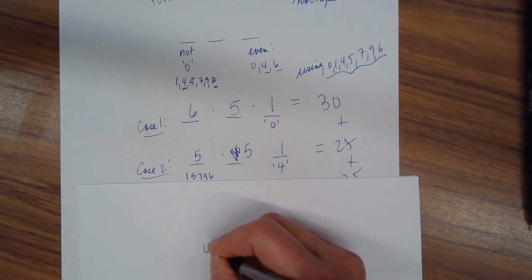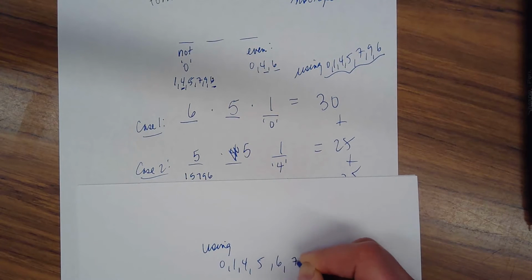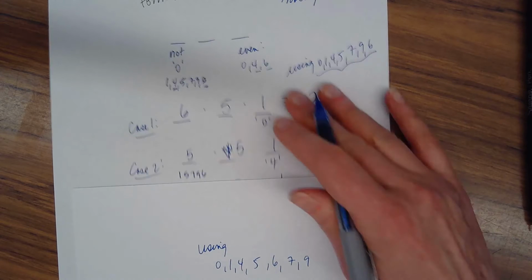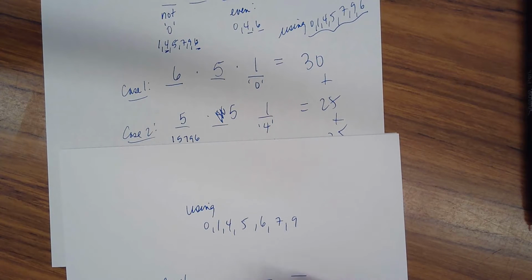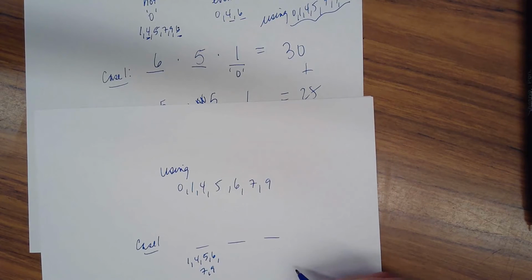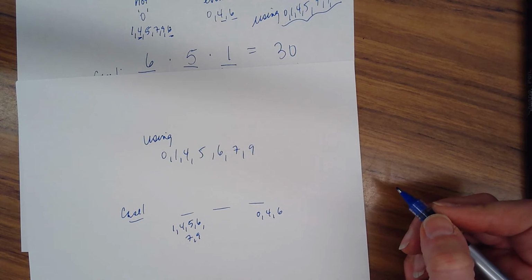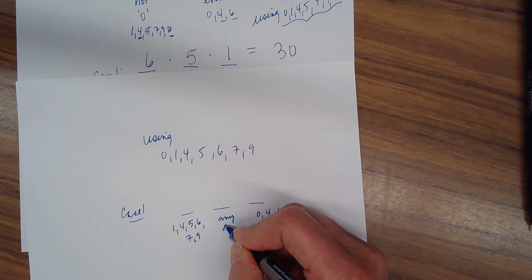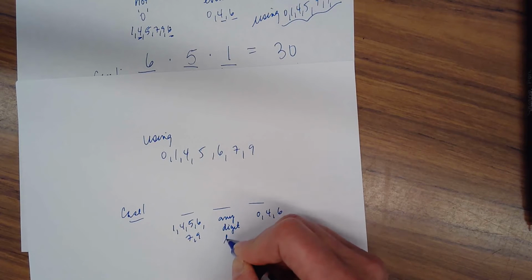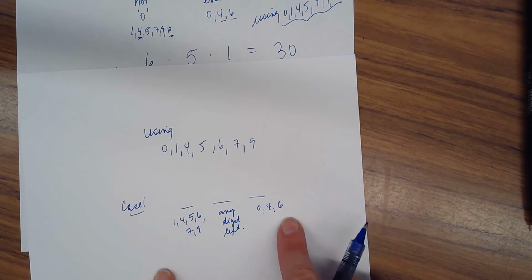Okay, so I'm going to do this again, using 0, 1, 4, 5, 6, 7, and 9. Okay, case 1. Because I know this, the first digit can't be 0, right, Rahel? So it could be 1, 4, 5, 6, 7, or 9. And this one can be 0, 4, or 6. Agreed? And this one can be any digit left. Agreed? So I'm going to separate it into 3 cases because I have more numbers here than here.